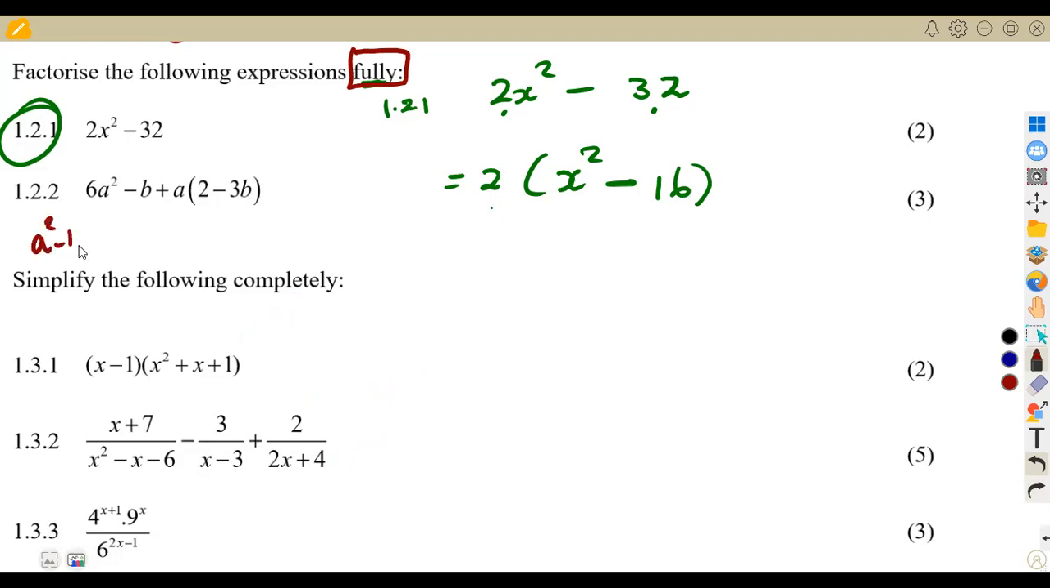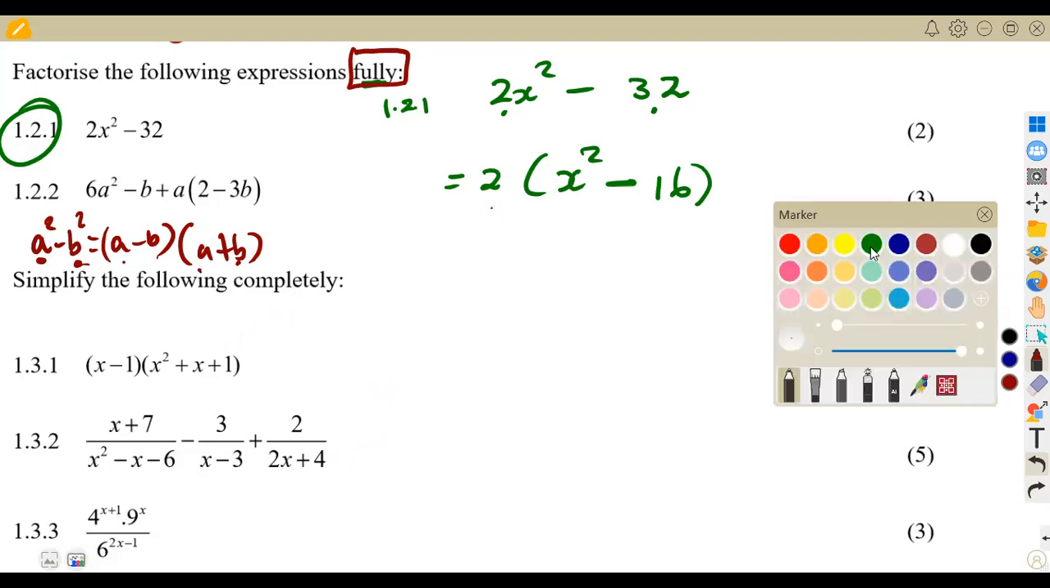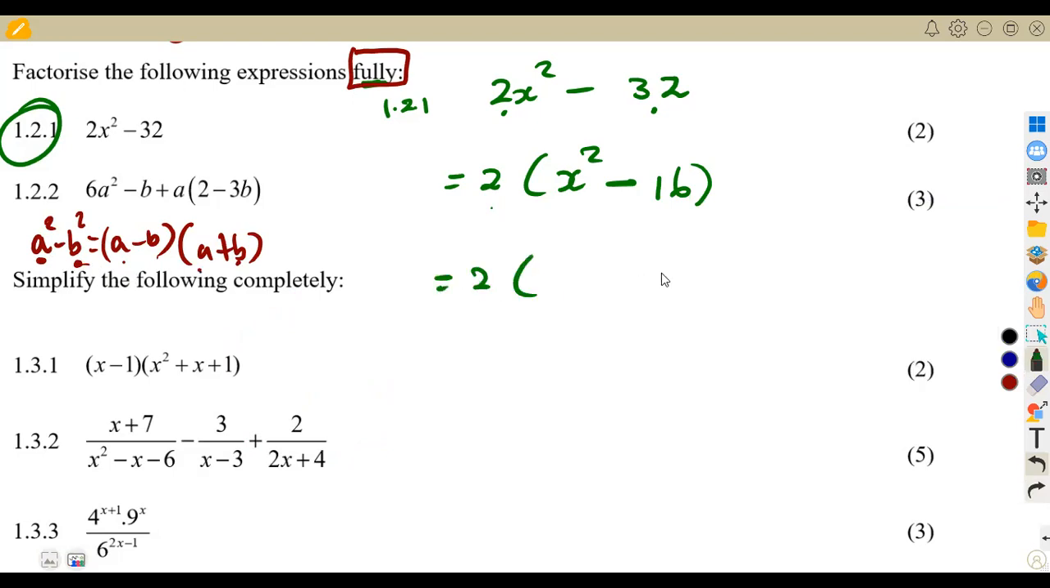Remember that a squared minus b squared is equal to a minus b into a plus b. But this simply represents the square root of a squared, which is this a, and the square root of b squared, which is this b. So that is the condition that you simply need. You're just going to need the square root, and we talked about this in the previous part. We said the square root of x squared is x, and the square root of 16 is plus or minus 4.